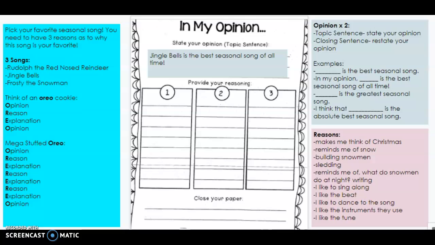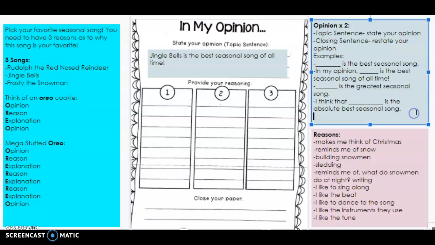So those are just some ideas of sentence starters to get you going if you're having a hard time coming up with your own topic sentence. And there's blanks there because you would be picking your favorite seasonal song, which you could have in there. My favorite seasonal song is blank. So why don't we add that, with a period. All right, so that's my opinion sentence up here.